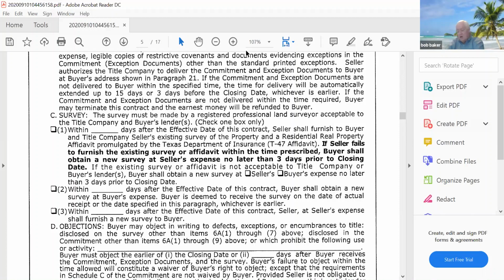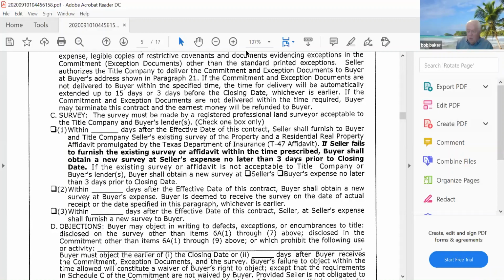Now there's another factor, another variable involved in this, and it deals with the objection time frame in paragraph 6D. In 6D, buyer has a right to object. And one of the things that buyer has a right to object to is a survey. There are three things a buyer can deal with there: the commitment, exception documents, and survey. And so that number of days in 6D for the buyer to object is tied to the receipt of the last of those three documents. And typically, in the case of a new survey, the survey is the last thing they'll receive. Probably will receive the commitment by a fairly reasonable time early in the transaction, and survey is the last thing.